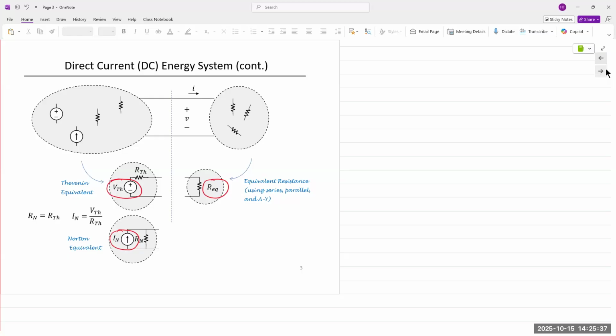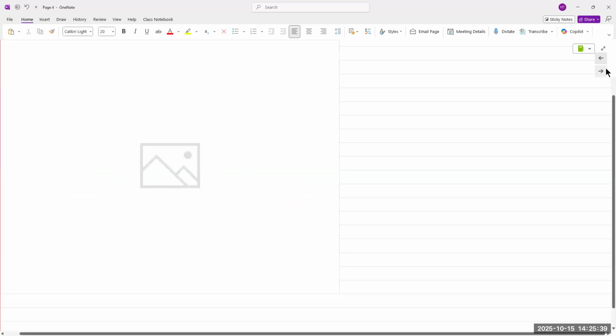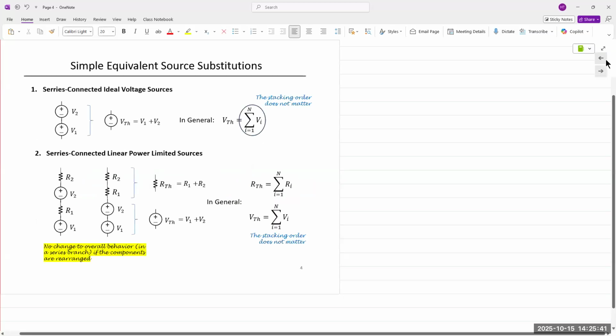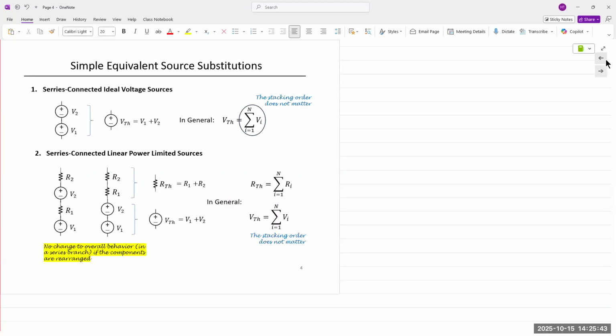And then we'll go through and look at techniques on how to add up voltage sources, how to add up current sources, what is permitted and what is not permitted. But let me start with an example.